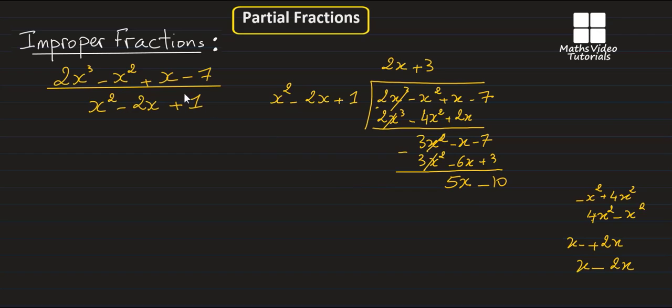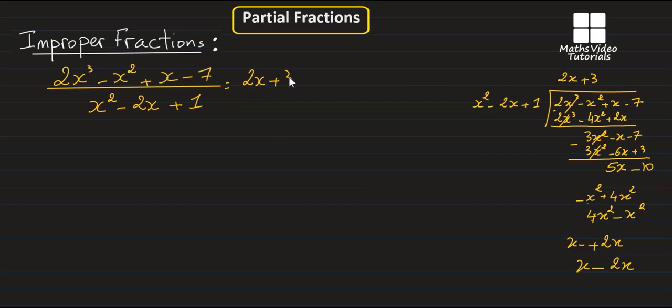So I can write down my algebraic fraction as 2x plus 3 add the proper fraction, which is the remainder, that's 5x minus 10 over the denominator, which is this one here, that's x squared minus 2x plus 1. So that's the long division completed. So now you can see we have a proper fraction here, so we can decompose it into its partial fractions.